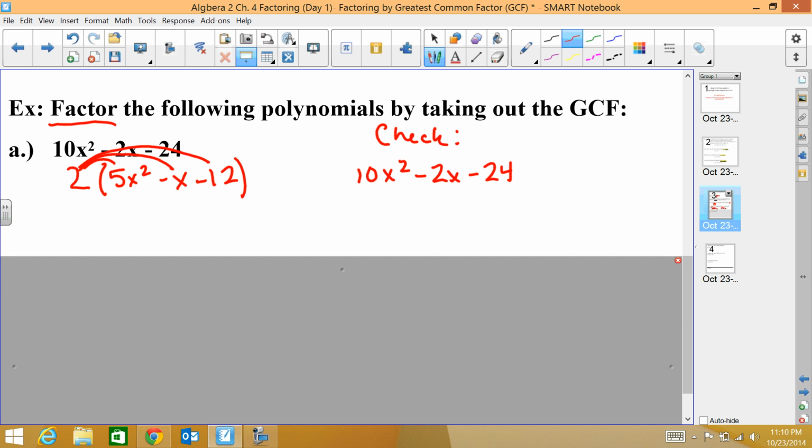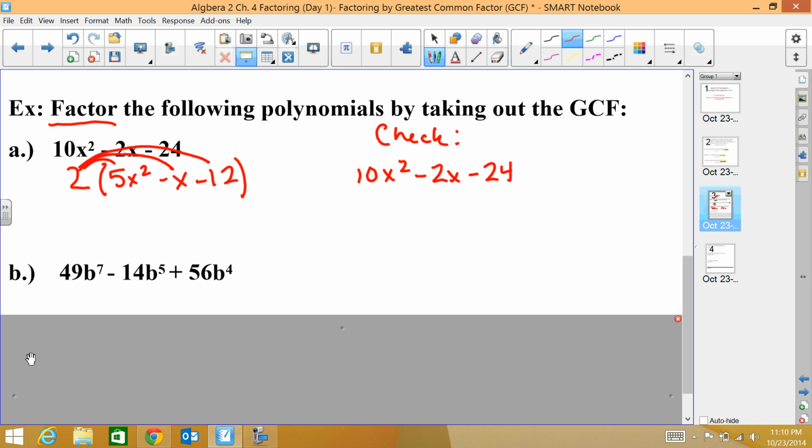Let's try another example. We have 49b to the 7th minus 14b to the 5th plus 56b to the 4th. So we're factoring by taking out the greatest common factor. So if I look at my numbers, what is the greatest common factor that can be taken out of all 3 parts? So if I look at this, I know I can take out 7, but I need to know if that's the greatest common factor. So I'm going to go ahead and take out 7, and I'm going to see if that's the greatest one.